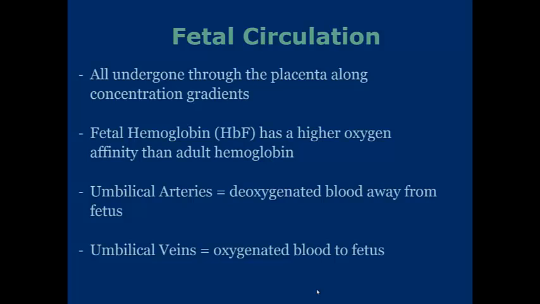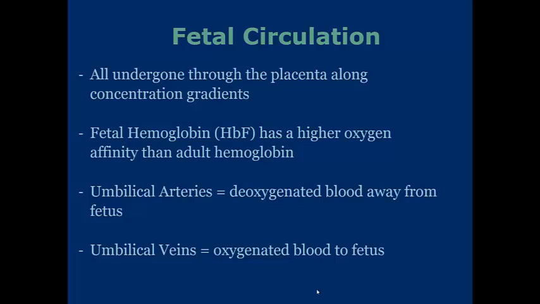When we're talking about the fetus, it's imperative that we talk about its circulation. This is all undergone through the placenta, and because of the concentration gradients, the substances are passed accordingly. Fetal hemoglobin, in particular, is a common testing subject. It has a higher oxygen affinity than adult hemoglobin, which explains why maternal hemoglobin can successfully pass oxygen to the fetus. Be aware, though, that the arteries and veins of the placenta, the umbilical arteries and umbilical veins, are reversed from what they are commonly associated with in the adult's body.